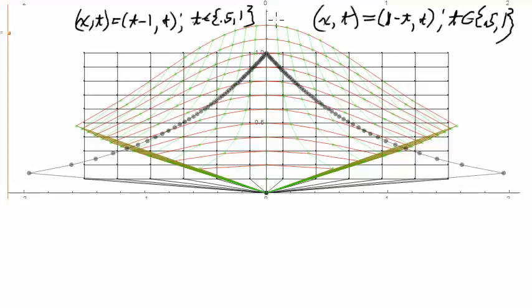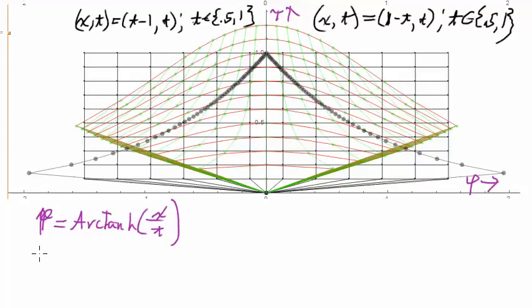Okay, and then from there we can find, because this is a mapping of tau versus phi, tau coming this way, phi going that way. So phi is arctanh of x over t. Nope, this is phi. Phi is arctanh of x over t. Tau is square root of t squared minus x squared.